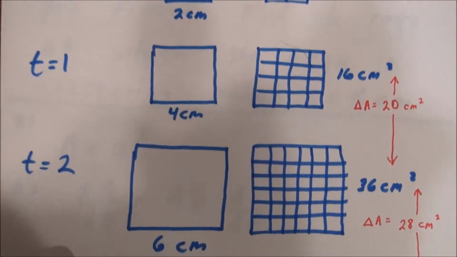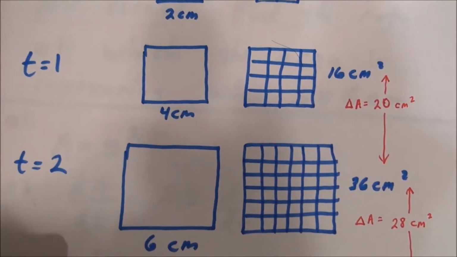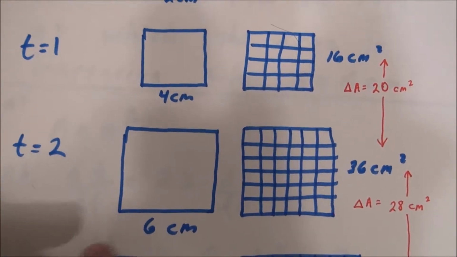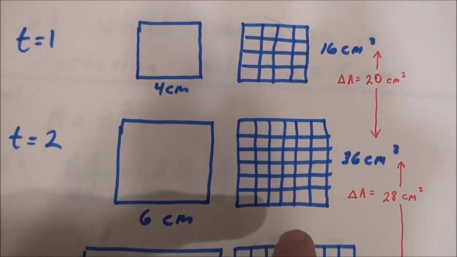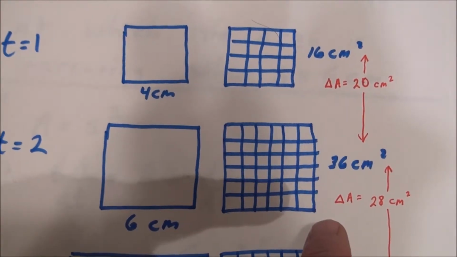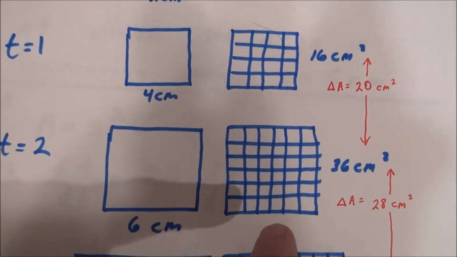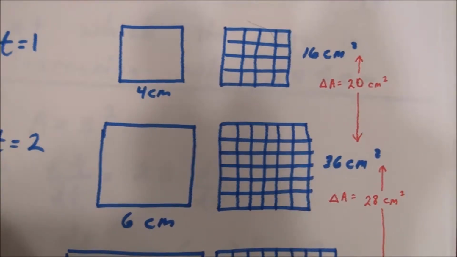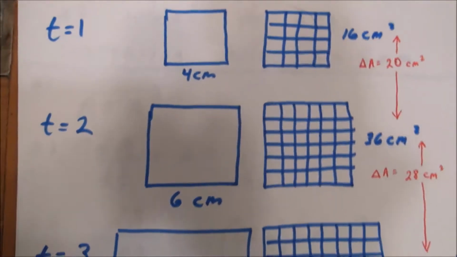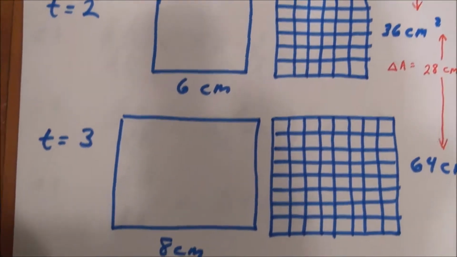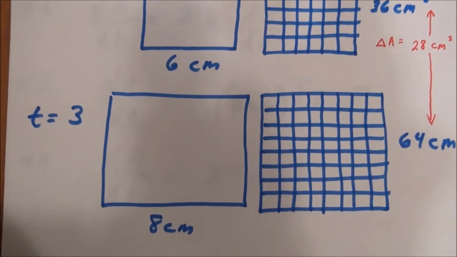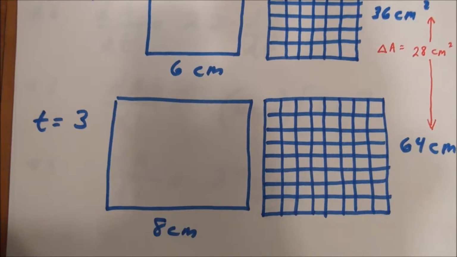At 2 seconds, we now get to where we're at in this problem when the side is 6 centimeters and the area has increased to 36 centimeters squared. So we can see that the area is increasing at a faster rate than the one-dimensional side. At 3 seconds, we get this situation right here where the side is 8 centimeters and the area has increased to 64 centimeters squared.